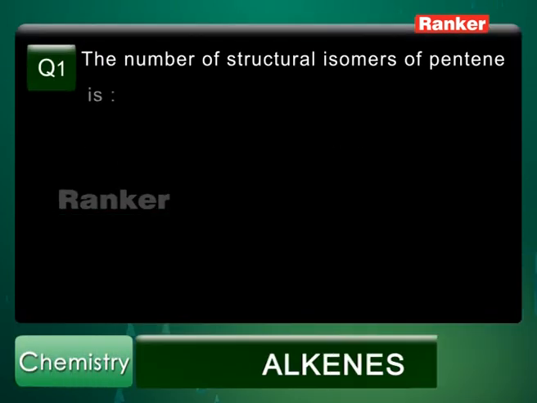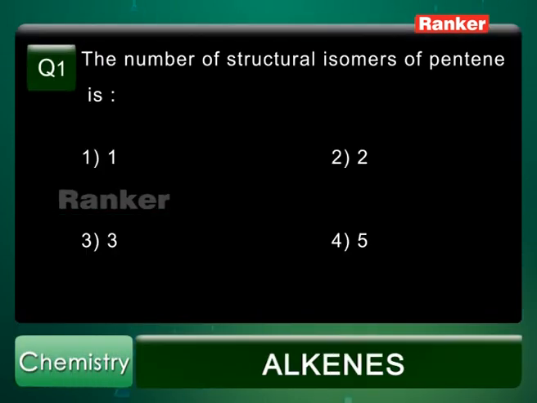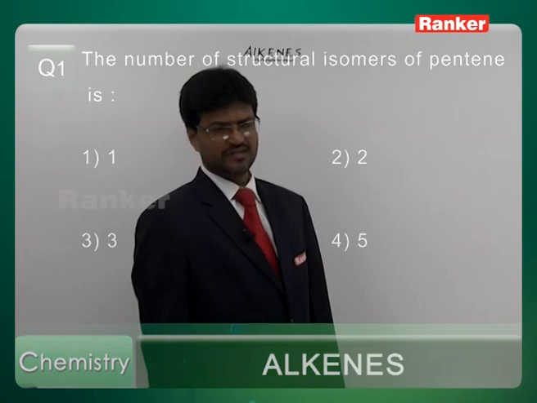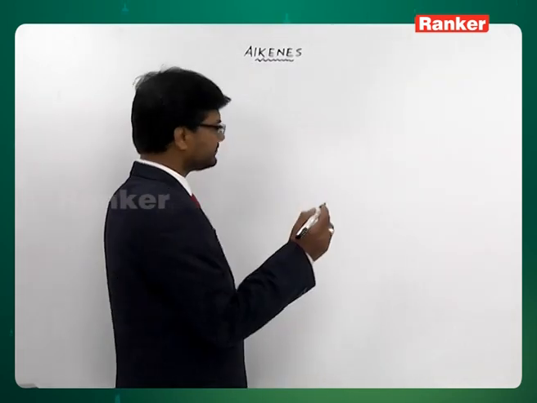Let us do some multiple choice questions on alkenes. Question number 1: the number of structural isomers of pentene is? Option 1, 1; option 2, 2; option 3, 3; and option 4, 5 isomers. Let us try to find out how many isomers are possible for pentene.